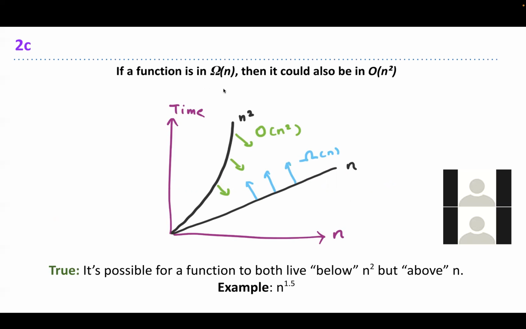As you can see in this example, say we have a function that is lower bounded by n. So it has to be above this n line. But it also must be upper bounded by n squared. So this is just saying there exists a function that is between these two graphs. And that is true because it gives an example right here, n to the 1.5. N to the 1.5 goes right through the middle of these two. So that is possible. Any questions about this problem?